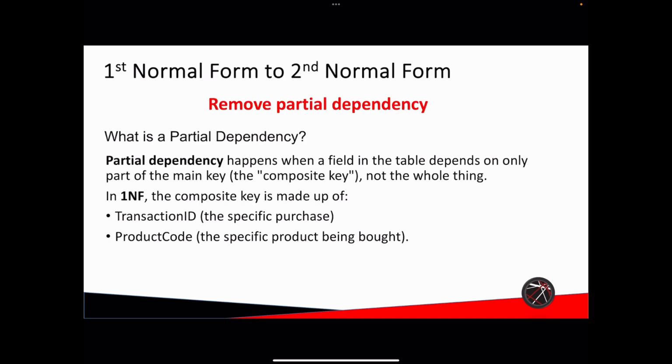What we need to now do is consider partial dependency. So when we're talking about partial dependency, we're talking about this concept of a composite key. In other words, we're looking at the table and we're trying to find, are there two main parts to it? In this particular example, we've got a transaction ID and a product code. In other words, we've got transaction information and we've got product information. In other words, we've got two separate parts coming together.